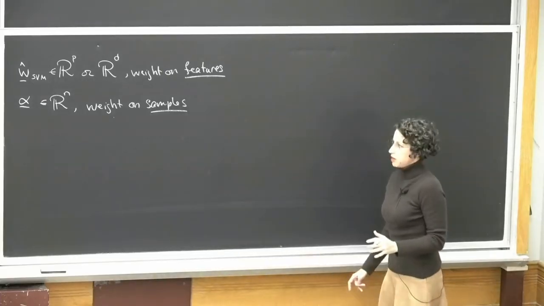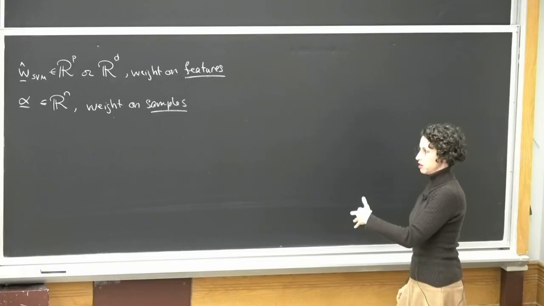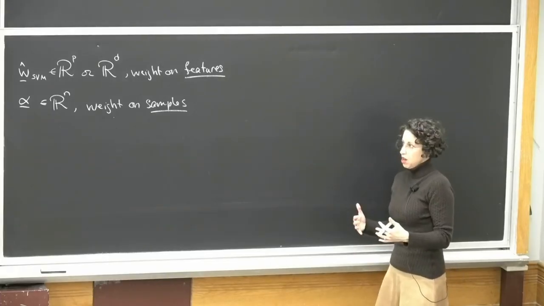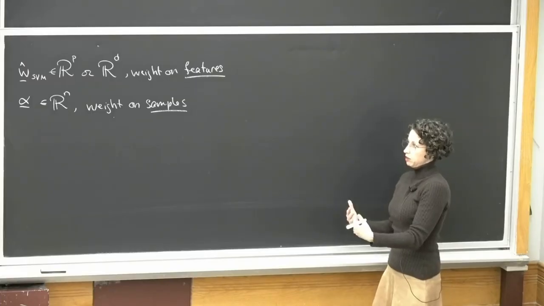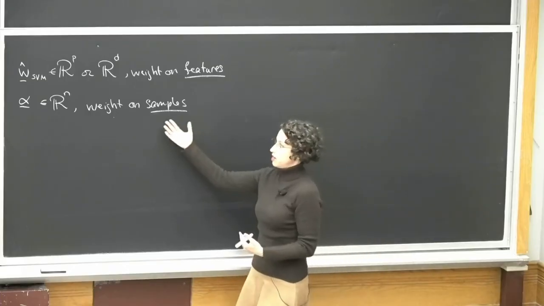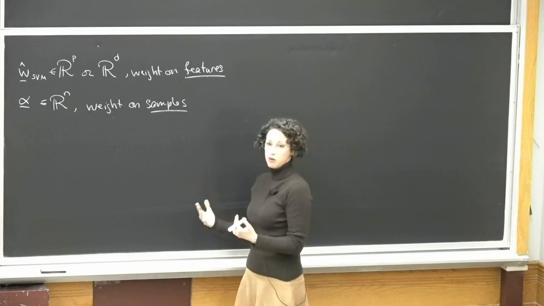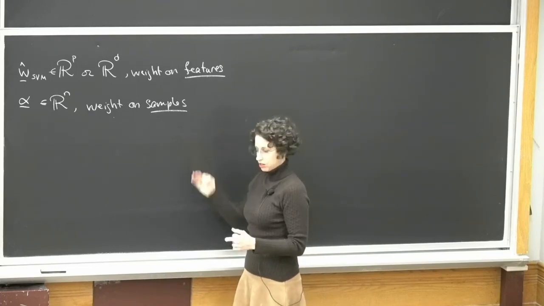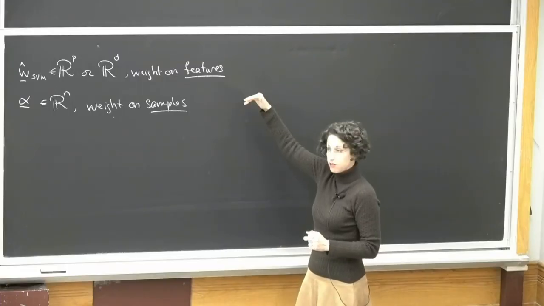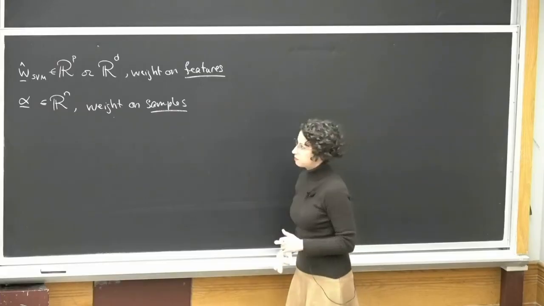And what we're saying here is that our predictor of a new label, for a new feature vector, is going to be a weighted sum of the labels of my training samples. And we're trying to figure out what those weights should be. So we're going to derive an expression for that, analogous to how we derived an expression for it in the context of kernel ridge regression. So again, two different weight vectors weighing different things. The W's are weighing features, the alphas are weighing samples.